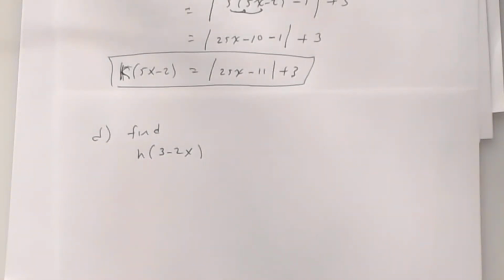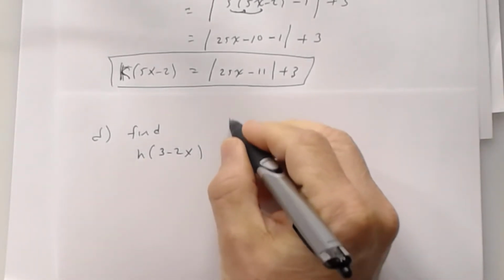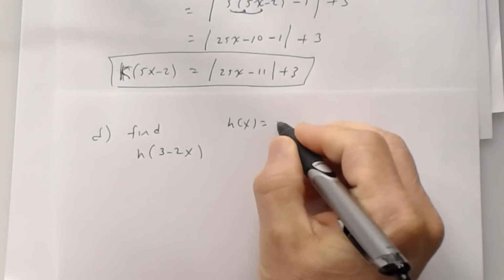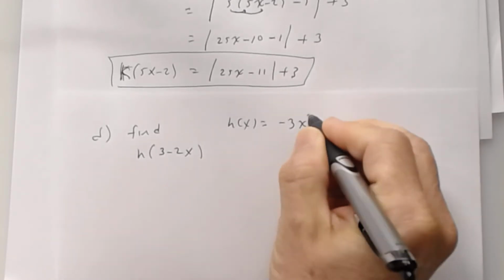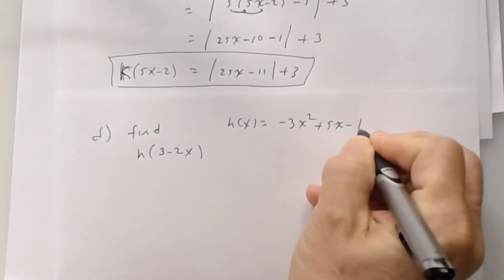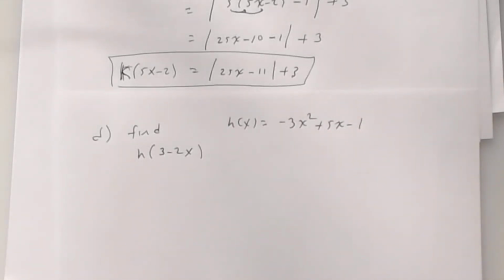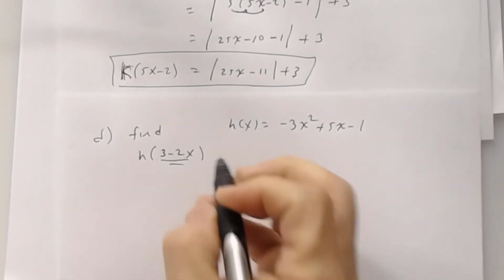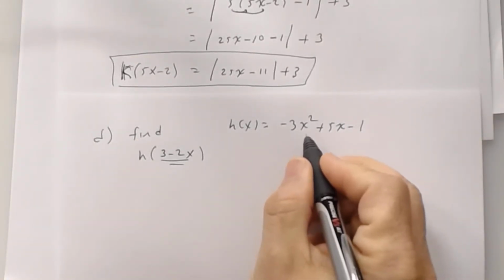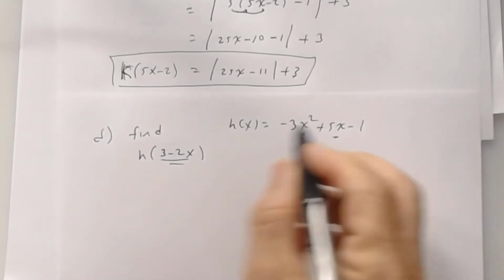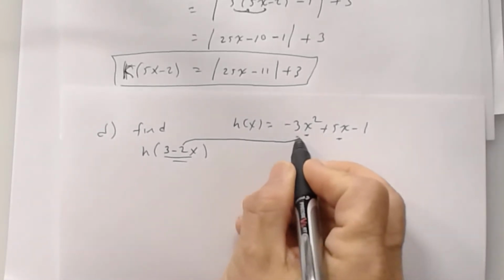So this time, where do I go? To the h function, or function h. I'm going to go ahead and rewrite it. So h of x is negative 3x squared plus 5x minus 1. So that was h of x. Okay, so what do I underline? What is it I'm substituting? 3 minus 2x. So I know what h of x is. I want to find out what h of 3 minus 2x is. So wherever you see the variable x in my function h, and I see it twice on the other side, I'm going to substitute 3 minus 2x.